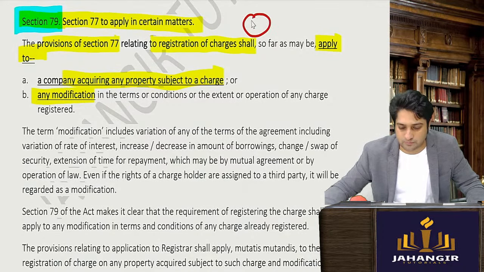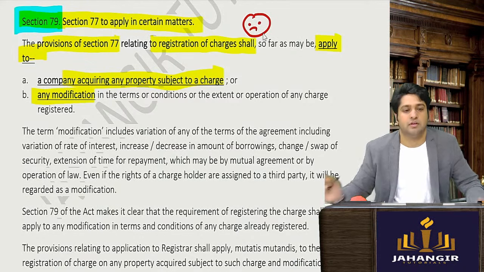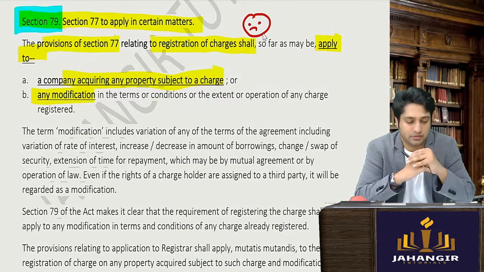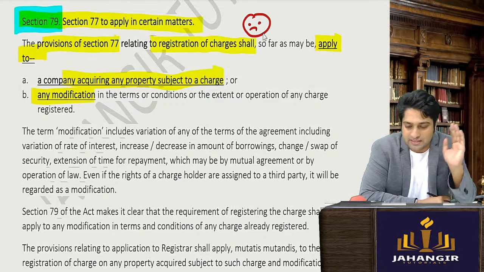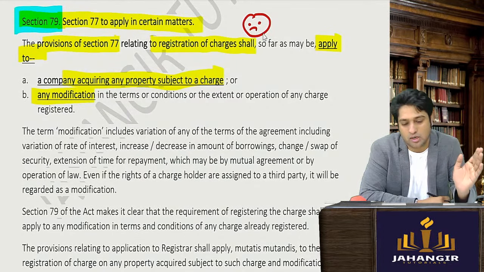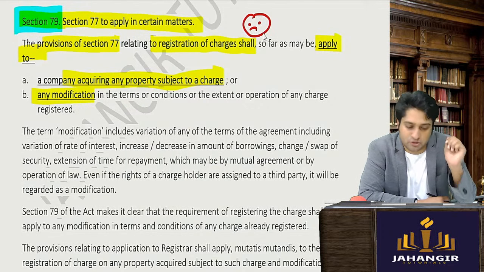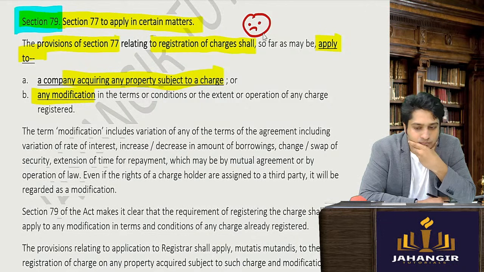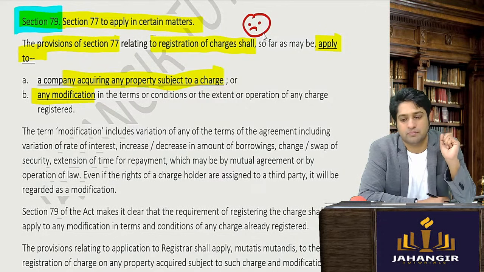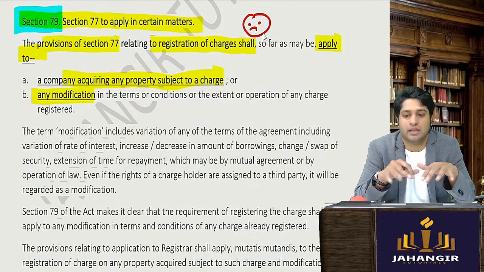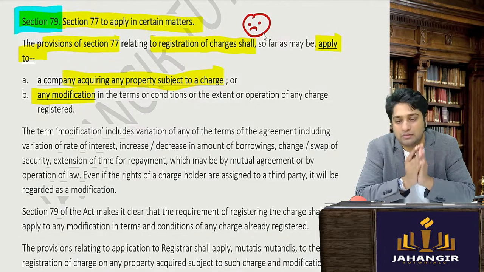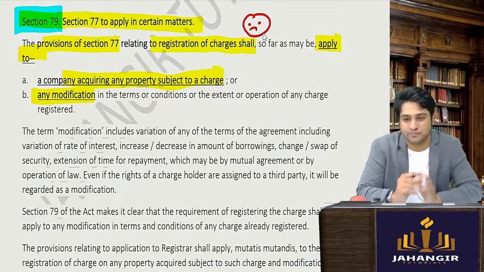Have you understood? Legal language, a little difficult. What does it mean? The provisions of 77 shall apply to a company acquiring any property subject to a charge or to modification. What do you think? You all need to type in the chat box or in the comment section. I will read it up and tell you if it is correct or not. Okay?